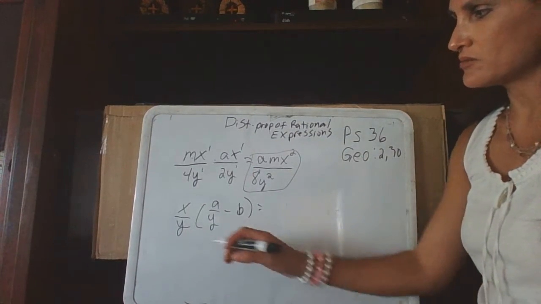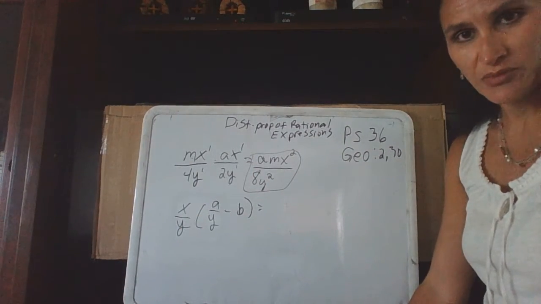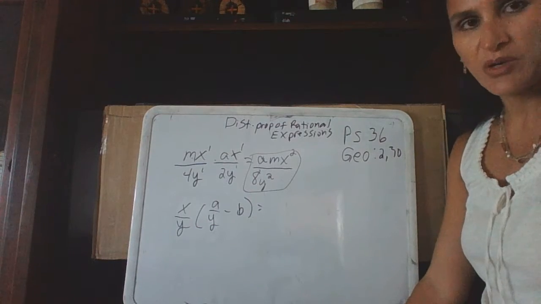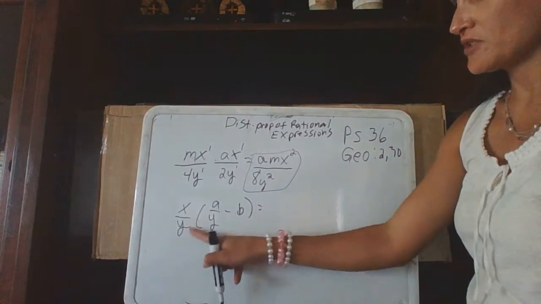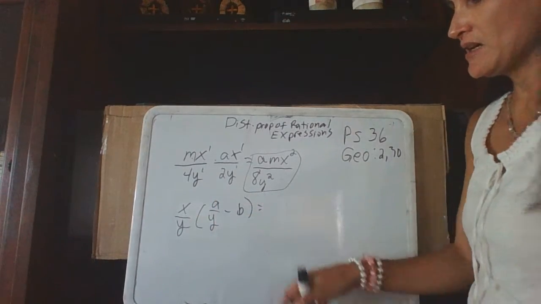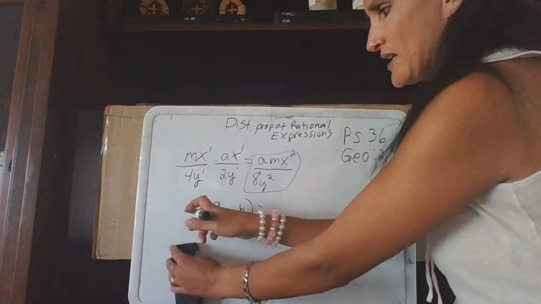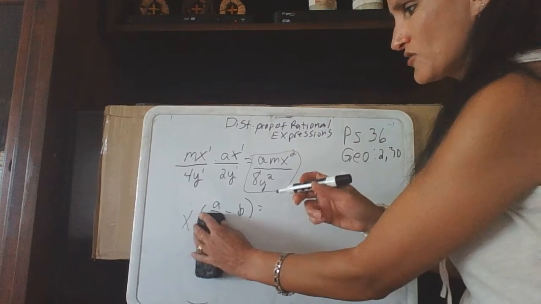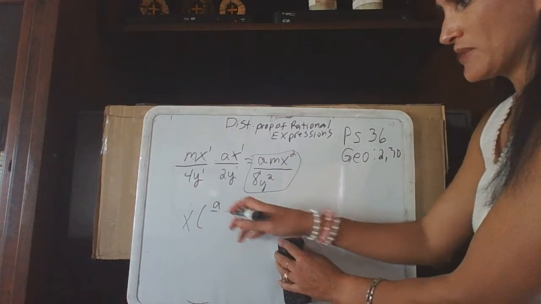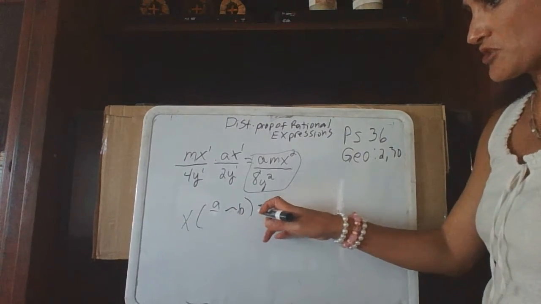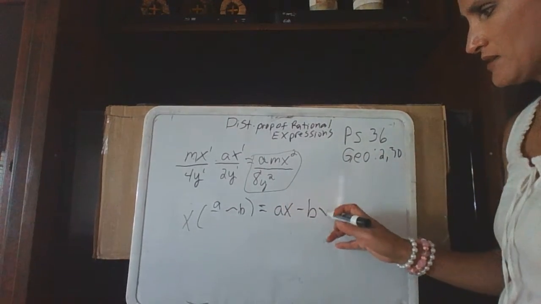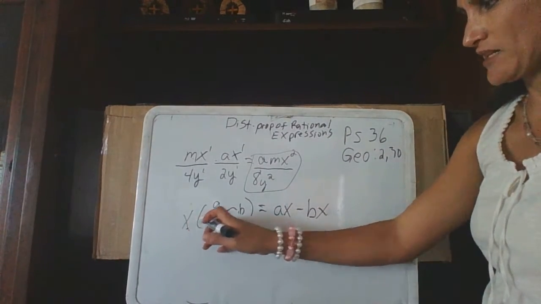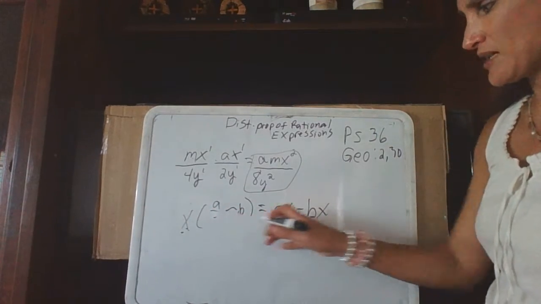So let's apply that rule using the distributive property. Now, the distributive property allows us to multiply the coefficient to the inside. So if I change this just to an x, and I change those just to a minus b, I know my solution would be ax minus bx, because I would multiply x times a and then b times x.